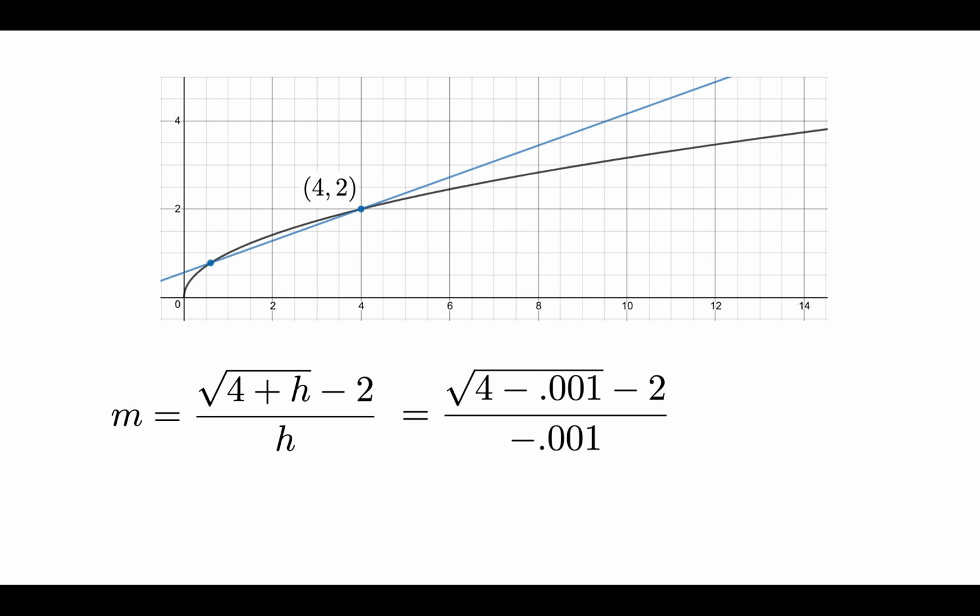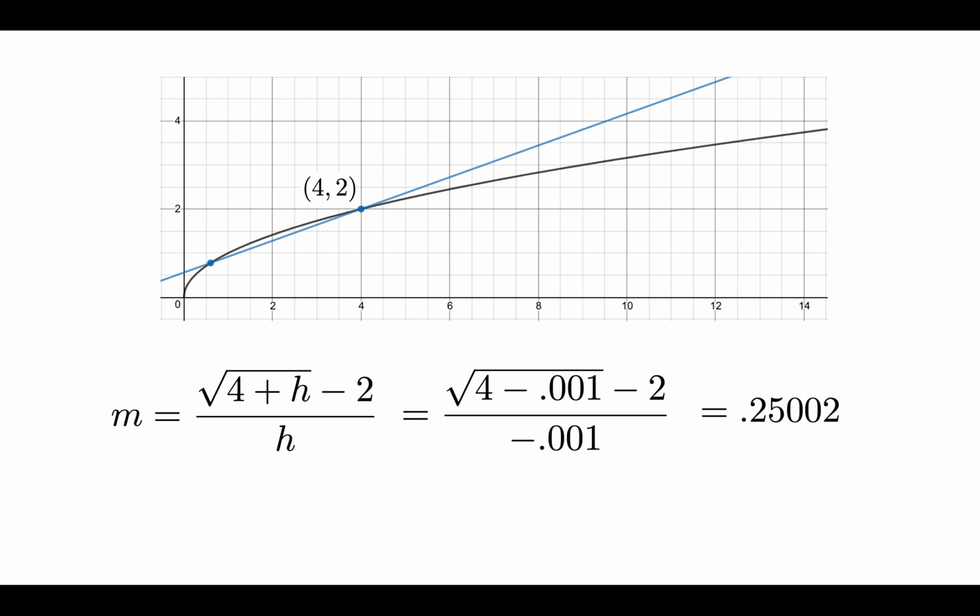Square root of 4 minus 0.001 minus 2, big decimal, divided by negative 0.001, and I get 0.250015627. So if I kept that to 5 decimal places, 0.25002. So in the last slide, when I had a point slightly to the right of 4, I got 0.2499. Here I got 0.2500. So 0.25 seems like a reasonable guess.